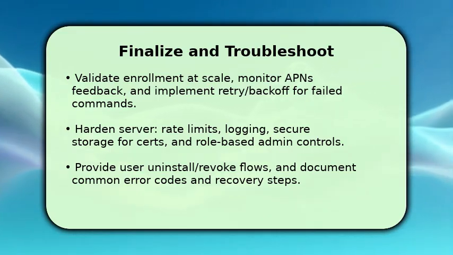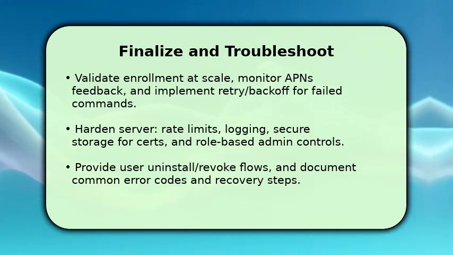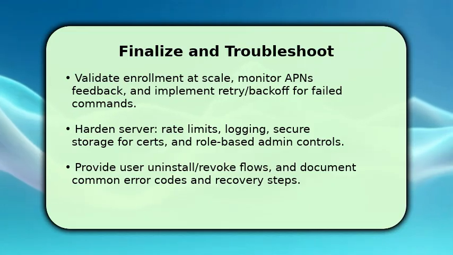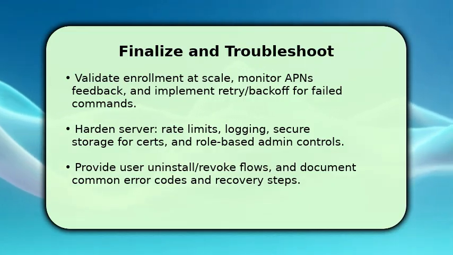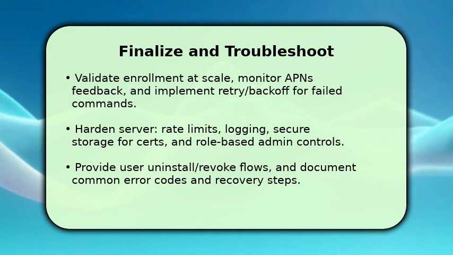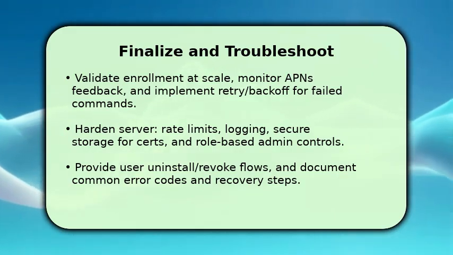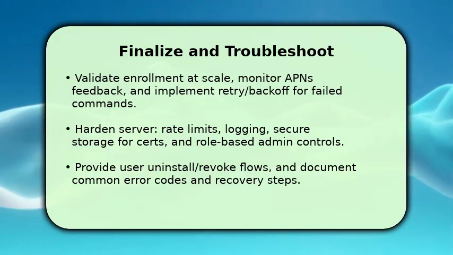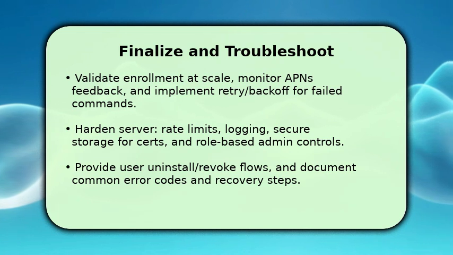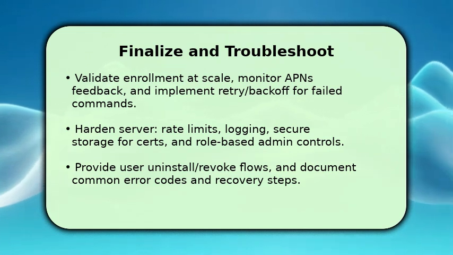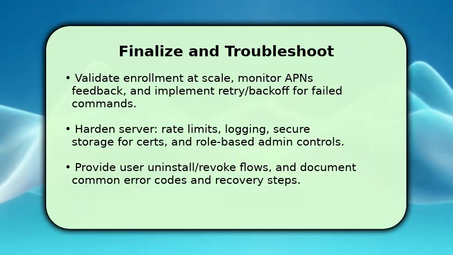Make the server robust. Add rate limiting, detailed logs, secure certificate storage, and admin controls for policy changes. Implement clear device removal and certificate revocation flows so you can recover lost or retired devices. And if something goes wrong, check APN certificate validity and timestamps first. Expired or misconfigured push certificates are the most common failure, so renew and re-upload before deeper debugging.